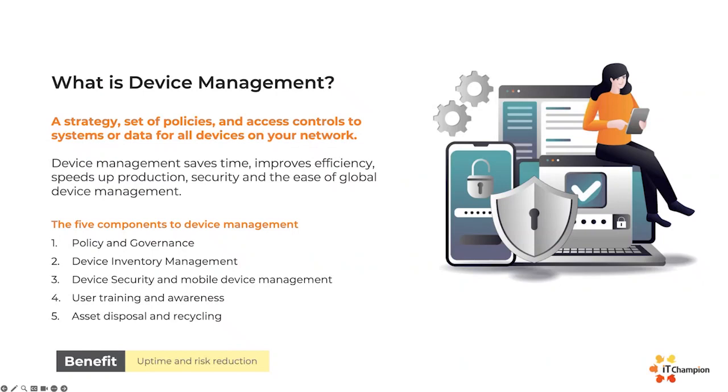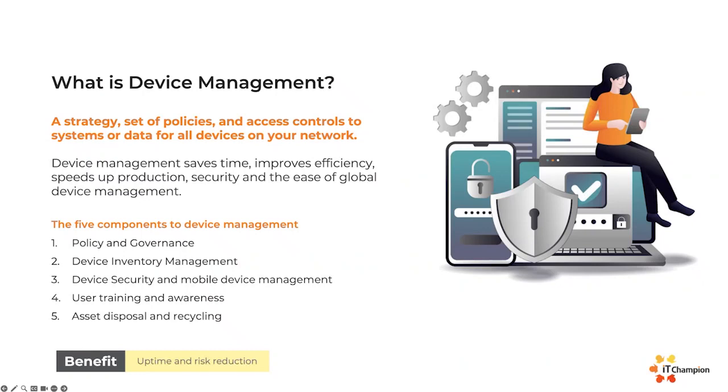Second one is the inventory of your devices and the management of that. So maintaining an accurate and up-to-date inventory of all the devices within your organisation, including company-owned devices, employee-owned devices that have access, and other devices such as printers and routers. This inventory should include details such as the make and model, the operating system, the software installed, and any hardware specifications.